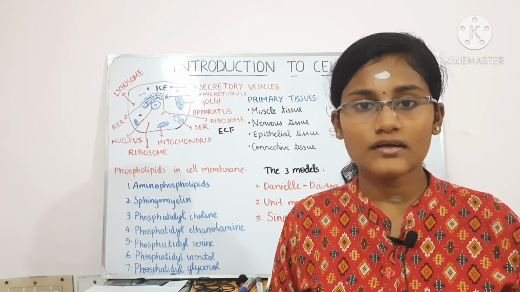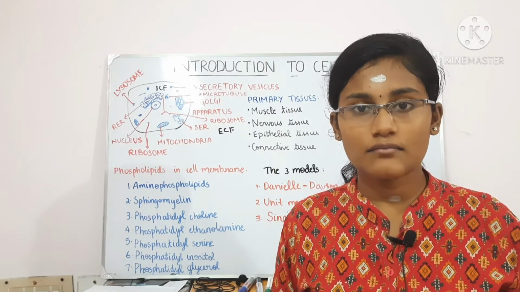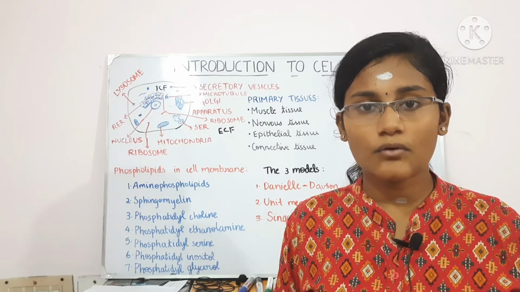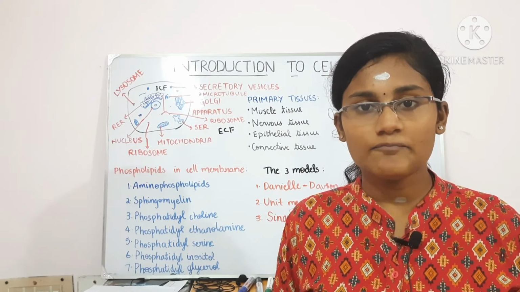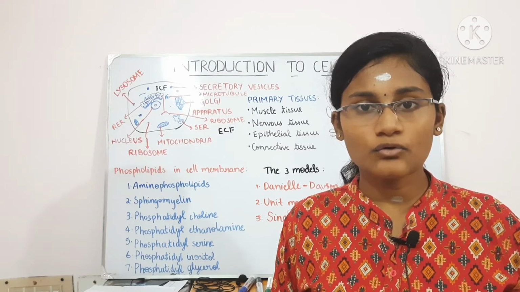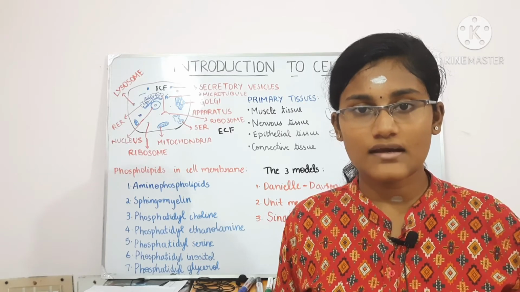Actually, electron lucent means a space where the electrons are less, and electron dense means a space where there are many electrons. So the protein layers are electron dense and the lipid layer is electron lucent. There are two protein layers and one lipid layer. So on the basis of the structure, we can say it is three-layered.